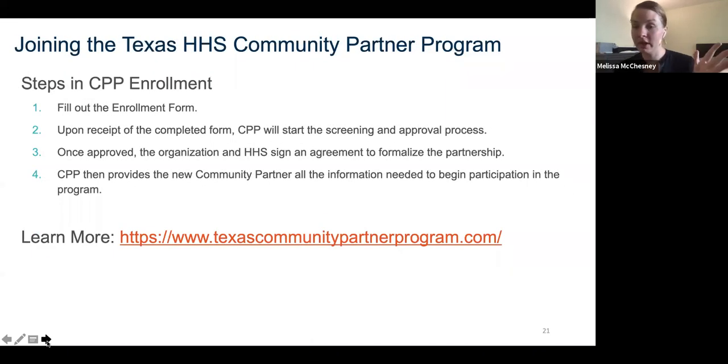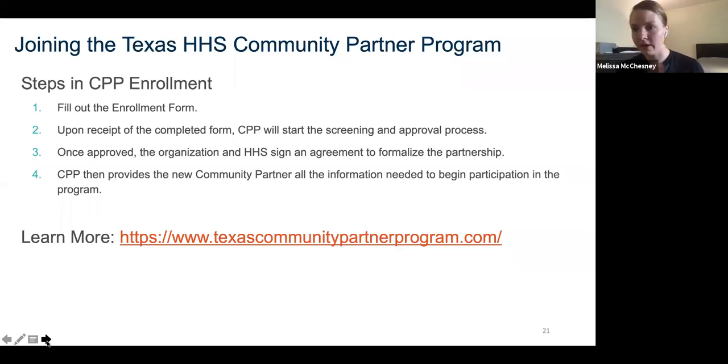Okay, so what do you do to be a community partner? You can go on to the texascommunitypartnerprogram.com. This is their website. There is an enrollment form. It's an electronic form. You can start there. It gets the ball rolling. Staff will reach out to you.